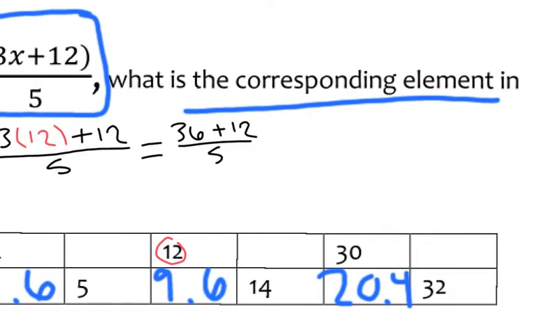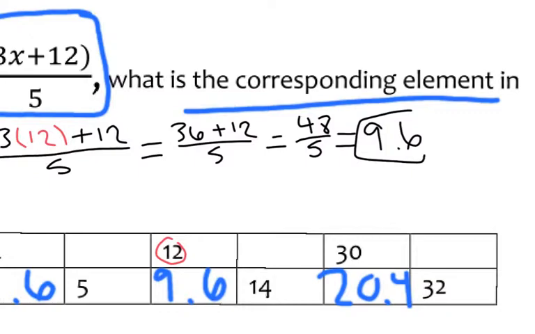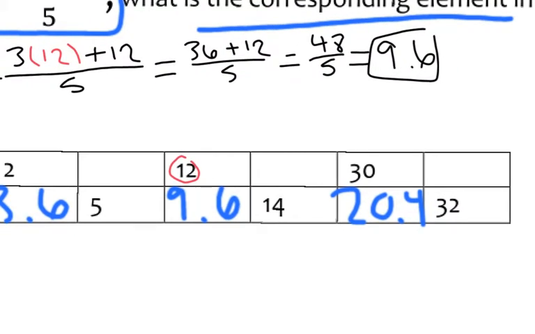And that's going to give me 48 all over 5. And then 48 divided by 5 is 9.6. Which is what we got.